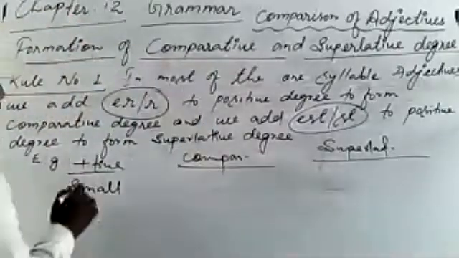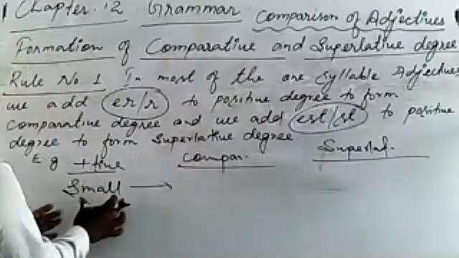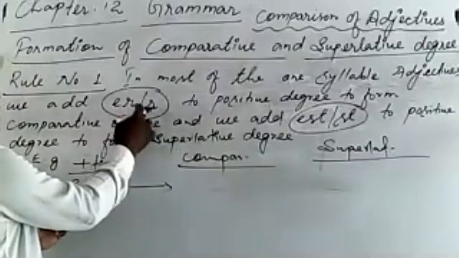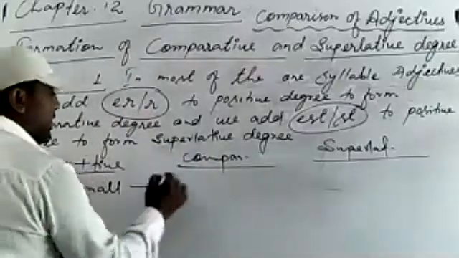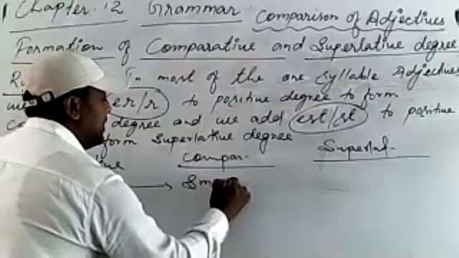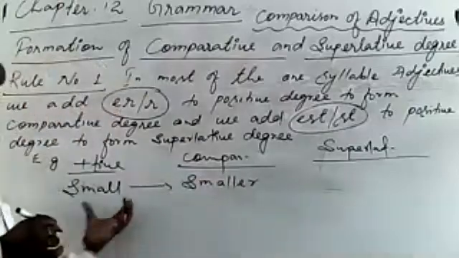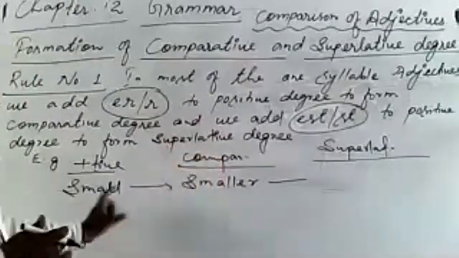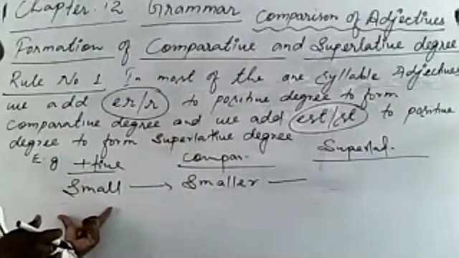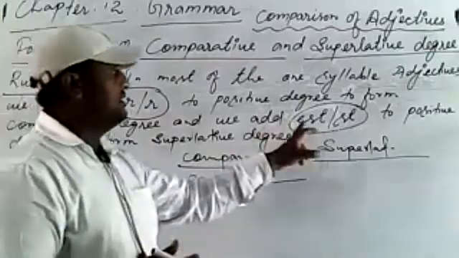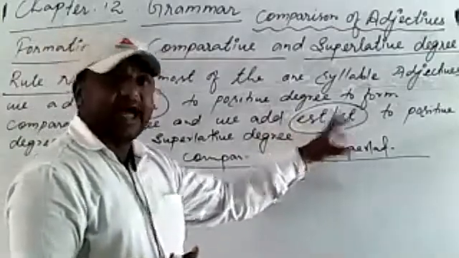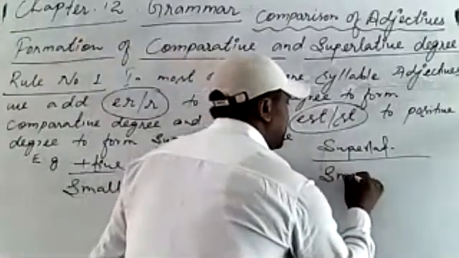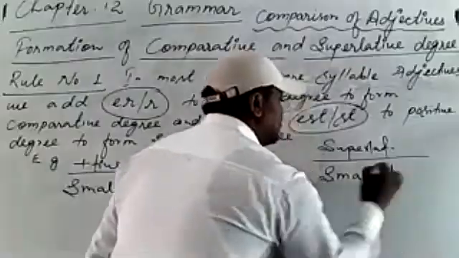So look here, small. If we change degrees to this positive degree, to change in comparative degree, we have to add er or r. Okay, now we are going to add here er. SMALLER. Small, smaller. Now, to change it to superlative degree, this positive degree, in this positive degree, we are going to add est or st. So we are going to add est as SMALLEST.